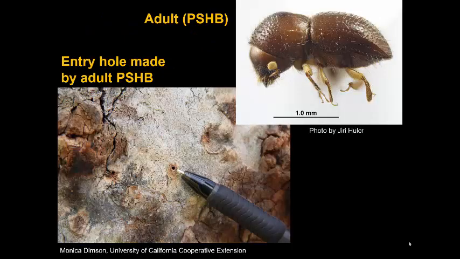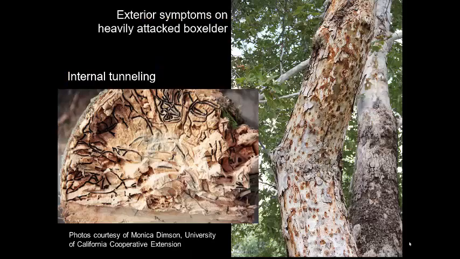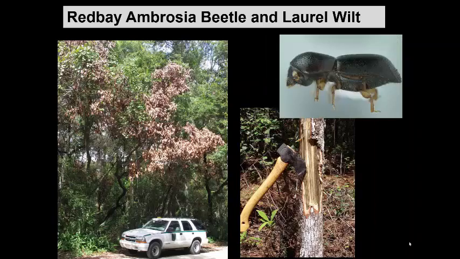But it's just another small beetle, and there's an entry hole made by the adult. The adults will tunnel quite extensively. The tunnels will be colonized by fungi. When you get tunneling such as this, you can see decline of the trees. So in this case, it's a very heavily attacked box elder maple, one of the more susceptible trees to this introduced insect and fungus.